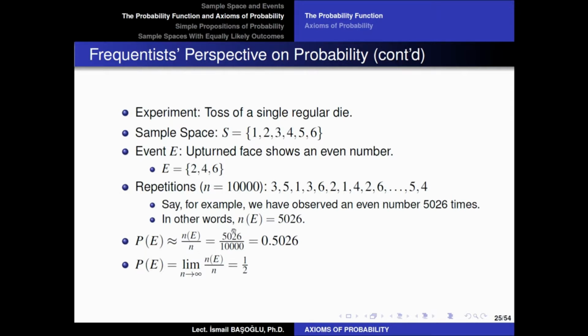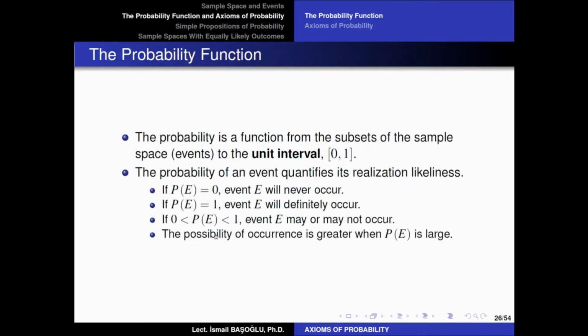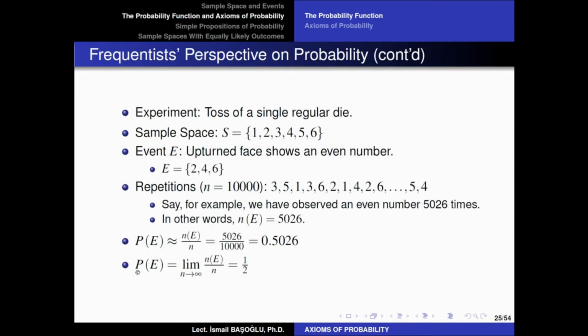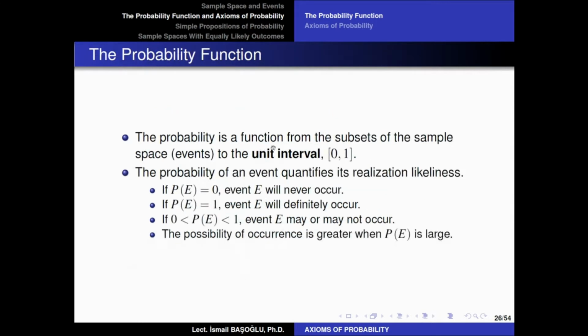So if you take the ratio of the number of times we observe the event to the number of repetitions, this value can always be between 0 and 1. Therefore, the probability is a function of an event which defines a quantitative value between 0 and 1 for the subsets of the sample space. And it only yields values within the unit interval between 0 and 1. So this interval is called the unit interval.